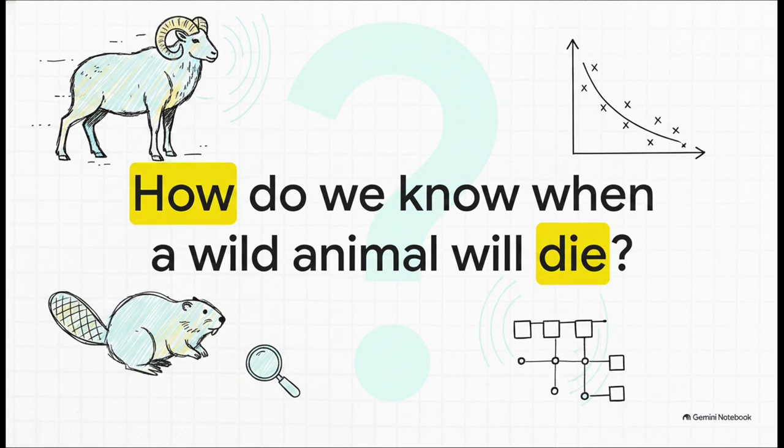So think about this for a second. How do we actually know when a wild animal is going to die? It's a pretty fascinating question to kick things off. I mean, how do ecologists track the lifespan of something like a mountain sheep or a beaver when they obviously can't watch them every single second of every day? It's not exactly like these animals leave behind a paper trail, right? To figure out the natural lifespan of a species, ecologists have to literally become detectives, piecing together scattered clues to understand the mathematical rhythms of survival.